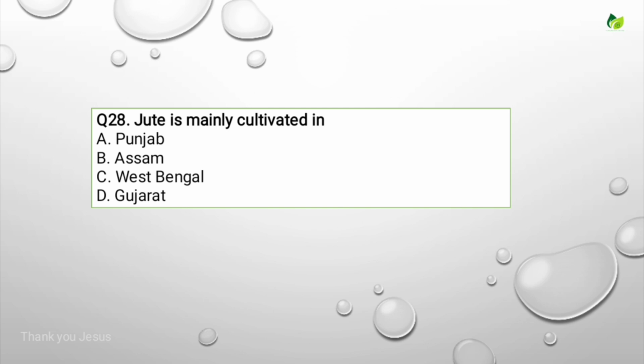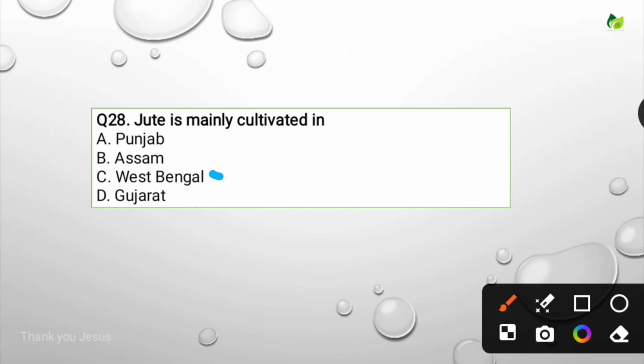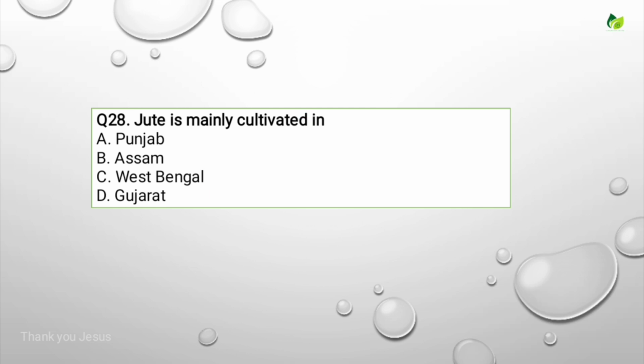Jute is mainly cultivated in. Options are Punjab, Assam, West Bengal, Gujarat. For this, the correct answer is West Bengal. Let's see the next question.